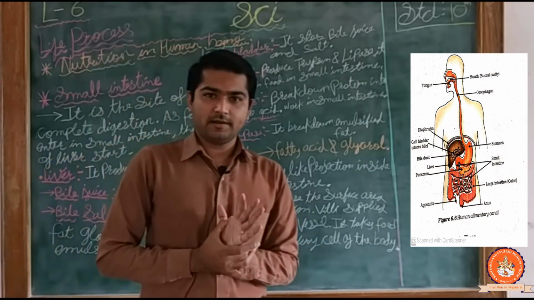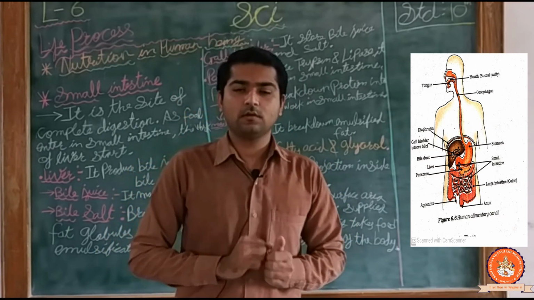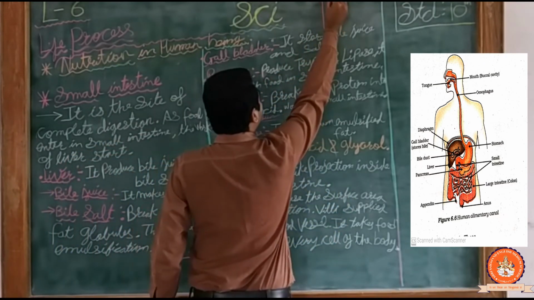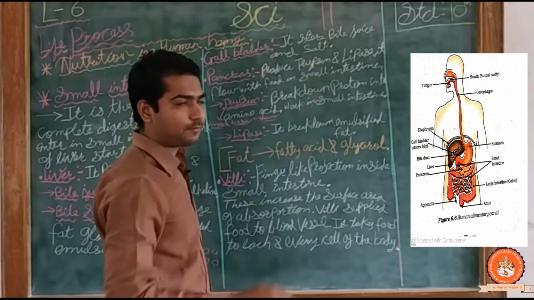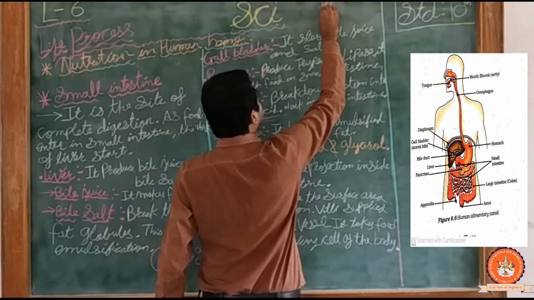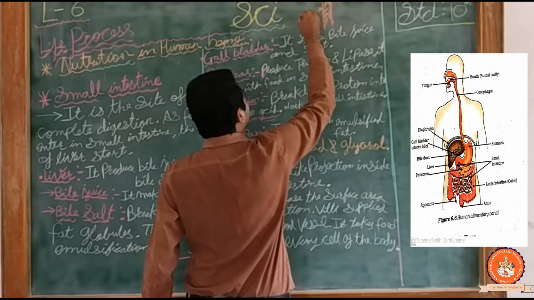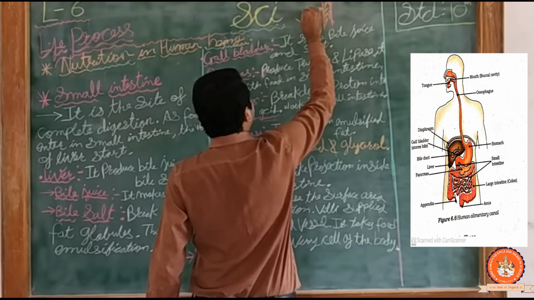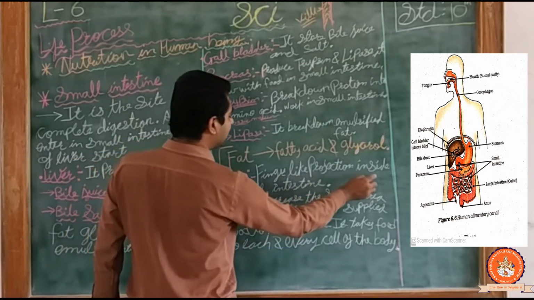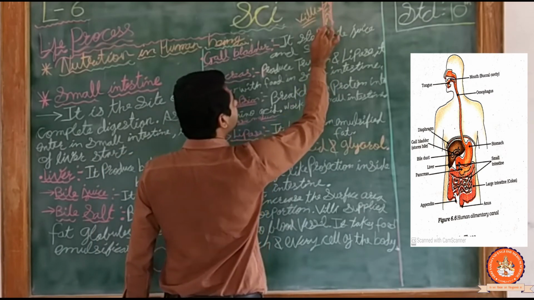Now one thing you have to keep in your mind: all the absorption of the food occurs only in the small intestine. The small intestine has this rounded shape, and it has these finger-like projections inside it. This finger-like projection is called villi. So villi is nothing but the finger-like projection inside the small intestine.